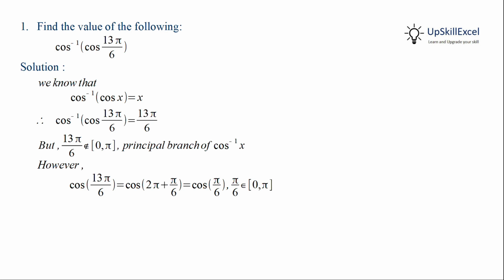We know that 13 pi by 6 can be written as 2 pi plus pi by 6. We can eliminate 2 pi and will be left with pi by 6, and pi by 6 belongs to 0 to pi. So cos inverse cos 13 pi by 6 is equal to pi by 6.